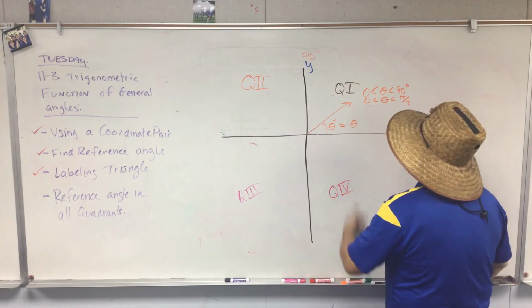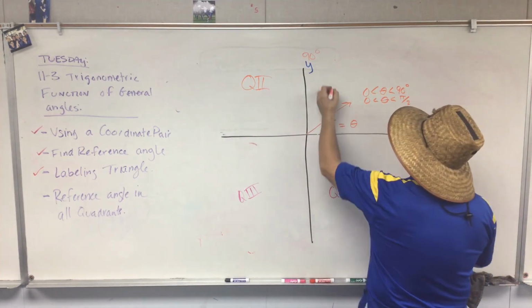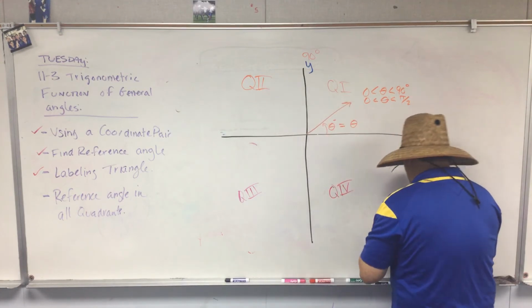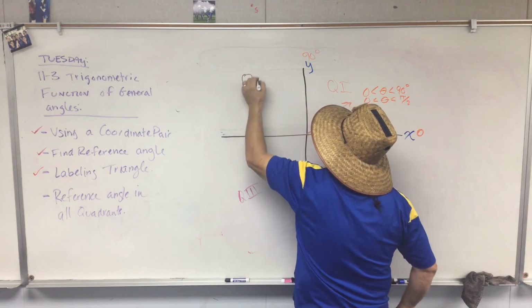Quadrant 2, I used orange and I shouldn't have. Well, that just irritates me, so we're going to do this. Quadrant 1. There's my brown one. Quadrant 2.